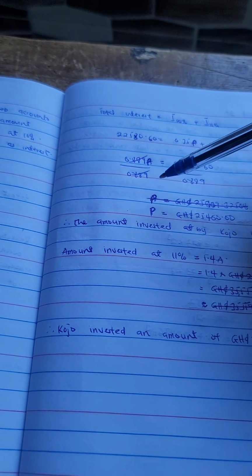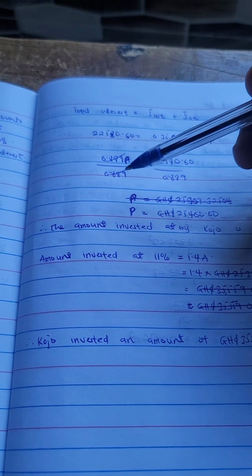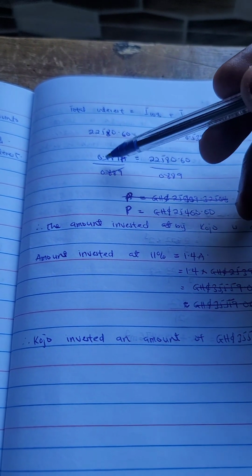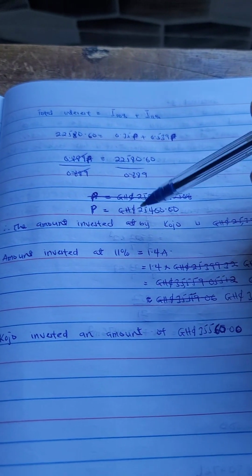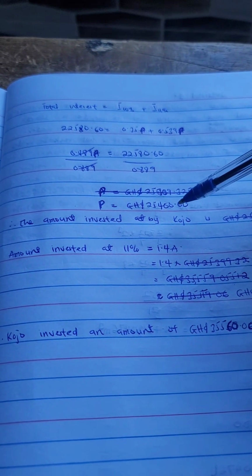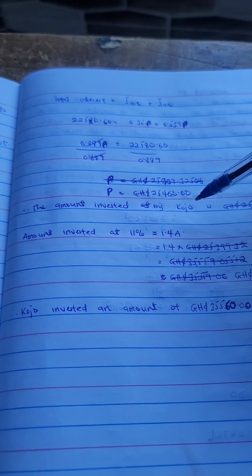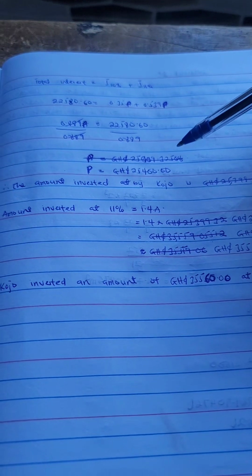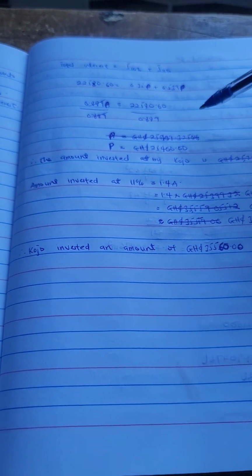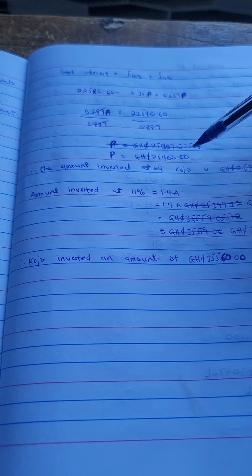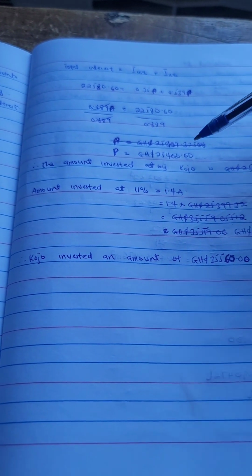Now if I make P the subject, I divide both sides of the equation by 0.889. So this 0.889 cancels this 0.889. Our P now becomes 25,400 Ghana cedis. That is the amount invested by Kojo at 10%. Now the question didn't ask us to find the amount invested at 10%, but rather the amount invested at 11%.